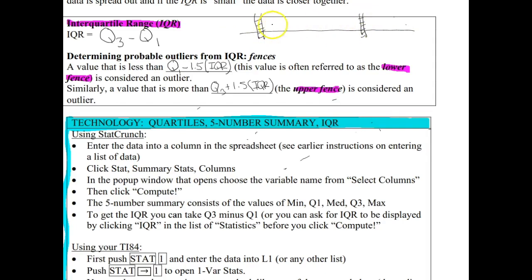So any values that are between these fences are not considered outliers. But anything that's below the lower fence is considered a low outlier. And anything above the upper fence would be considered a high outlier. And again, we will be using technology to compute these values.